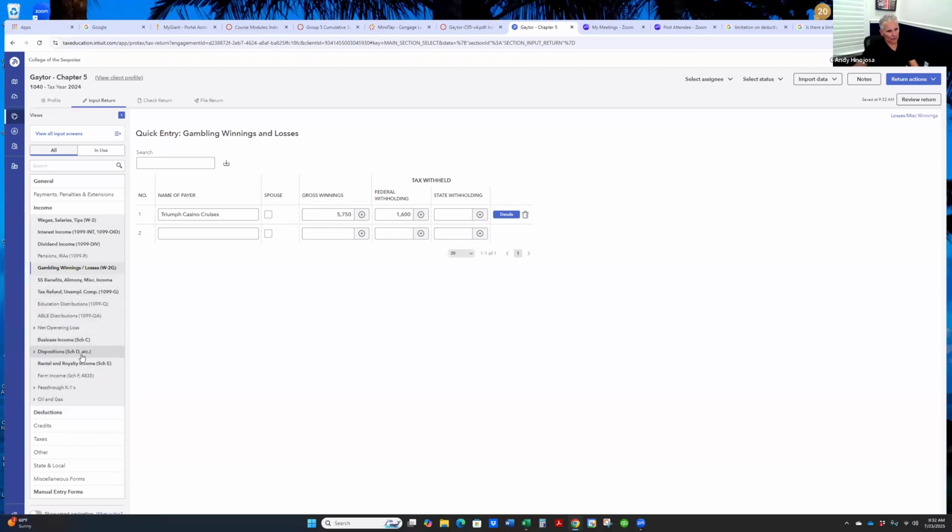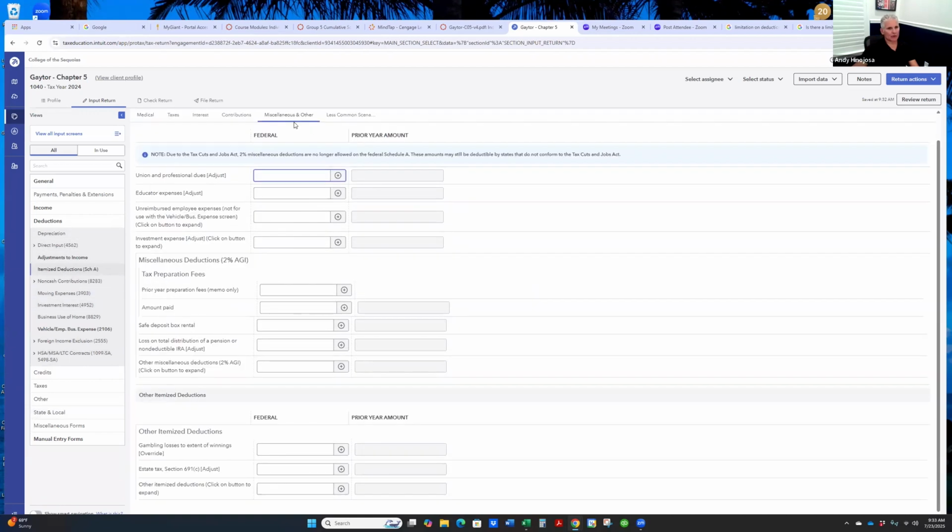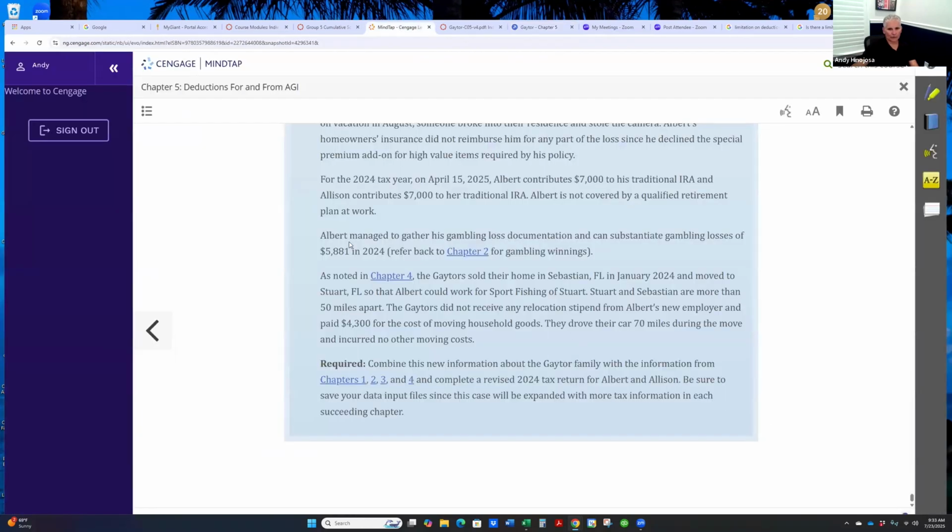We'll go back to the deductions, specifically itemized deductions. Under miscellaneous and other itemized deductions, gambling losses to the extent of gambling winnings. The gambling winnings were 5,750, so that's what can be deducted. Going back to MindTap, we've entered the losses here. Let's move on to the next paragraph.